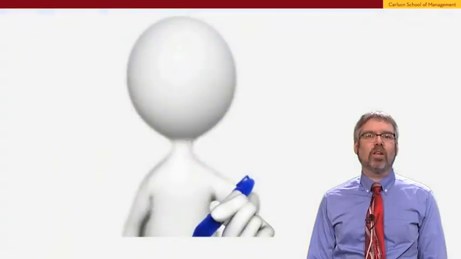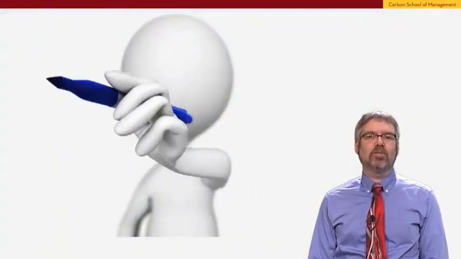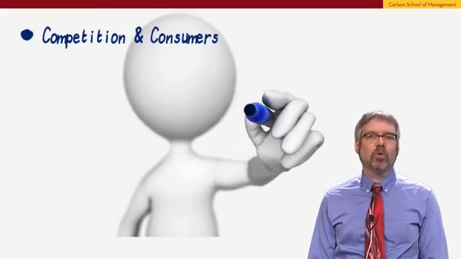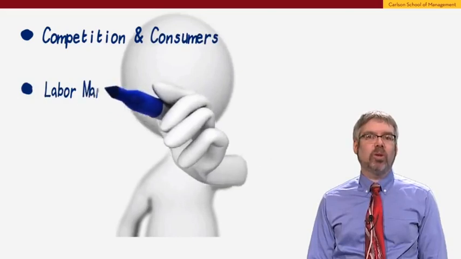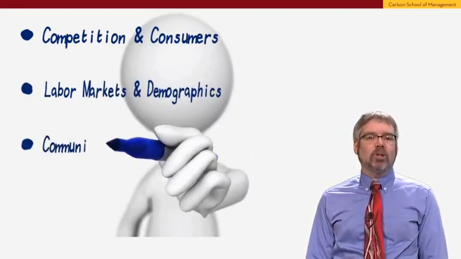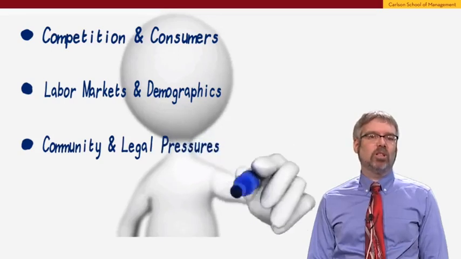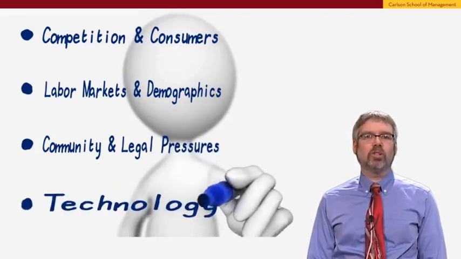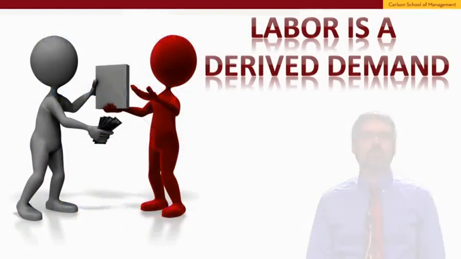To do this, I'm going to look at 4 different categories. First is competition and consumers, which includes both private as well as public sector consumers. Second, labor markets and demographics. Third, community and legal pressure. And last, technology. So first, competition and consumers.